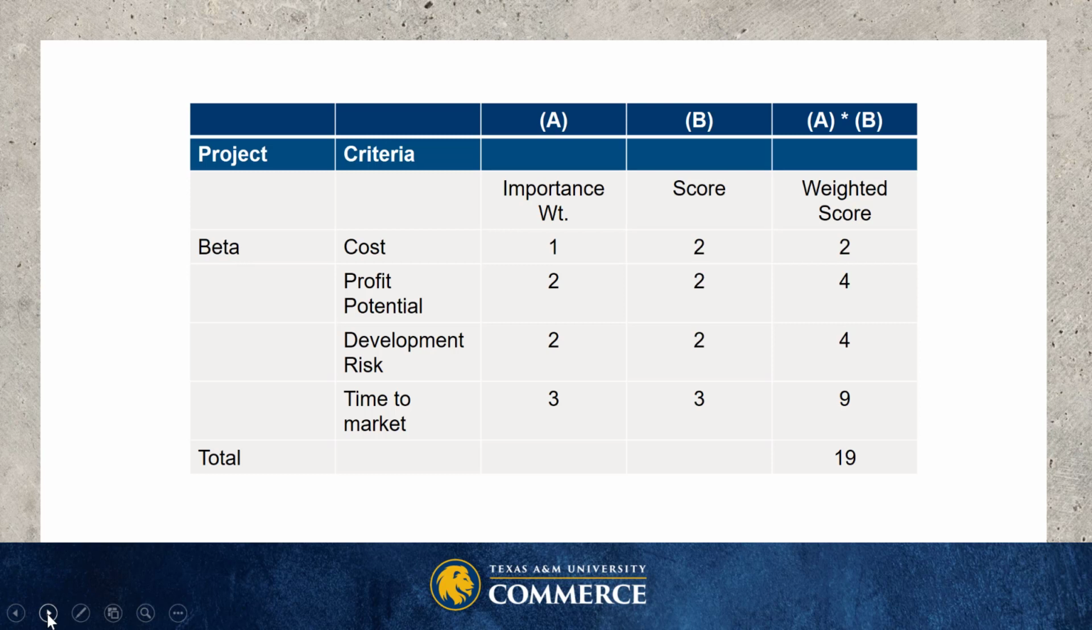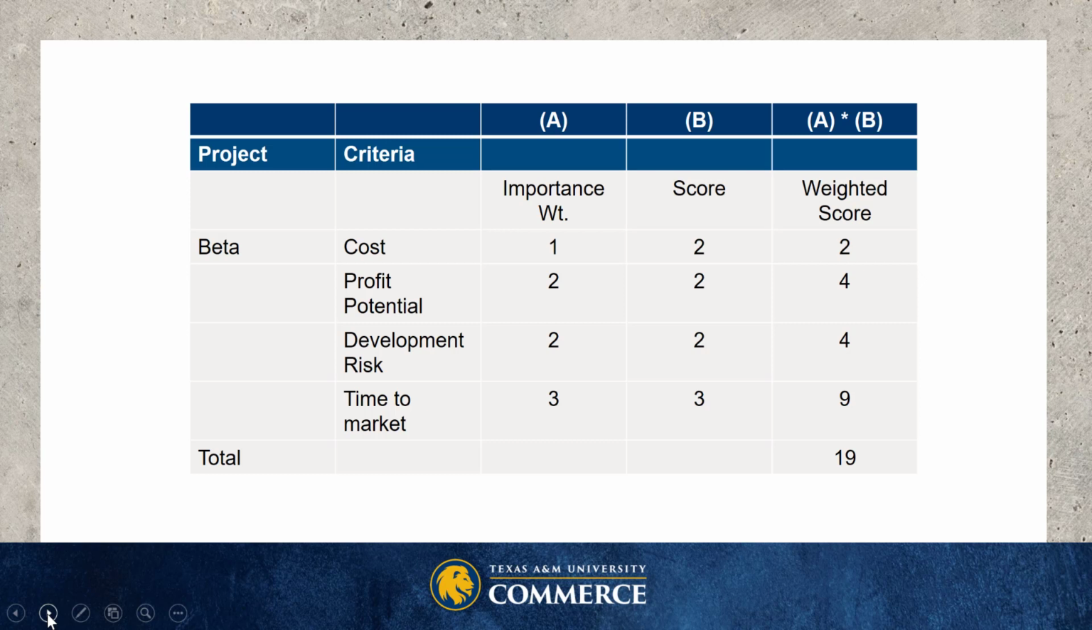Surprisingly, Project Gamma did not come out on top when we applied the importance weight and scores. So for cost, the importance weight was 1 and the score was a 2. So the weighted score is a 2. The profit potential was a 2. Its score was a 2, so the weighted score is 4. Development risk, importance weight was 2, the score was 2, the weighted score was 4.